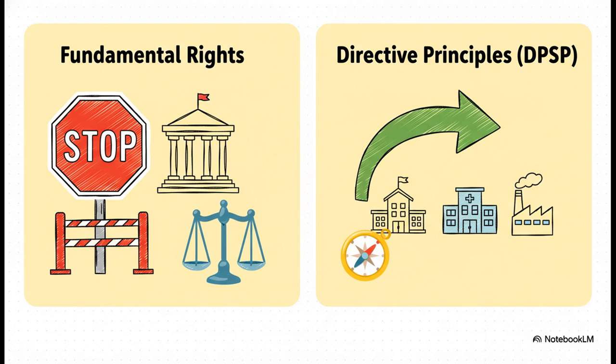This slide right here, this is probably the single most important distinction you need to burn into your brain. Think of it like this. Fundamental rights are like a stop sign for the government. They're justiciable, which is a fancy way of saying you can march right into court if they're violated. They are negative commands. DPSPs, on the other hand, are more like a GPS navigator. They're positive instructions, telling the state where it should be heading. But, and this is the key, you can't sue the government for taking a scenic route. This difference is a classic exam question, so make sure you've got it down.